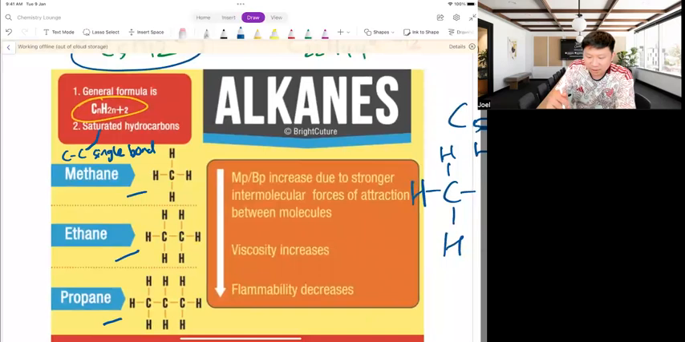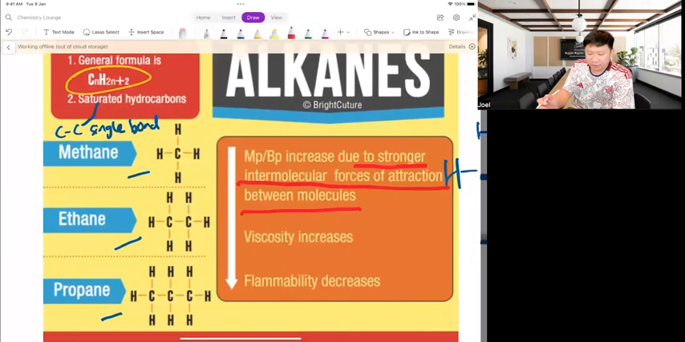Stronger intermolecular force, not more bonds. It's all intermolecular force between molecules. I'm not breaking the bond. This is for physical properties. Now viscosity increases. Sorry, go back to that again. If melting and boiling point increase, it means going down.